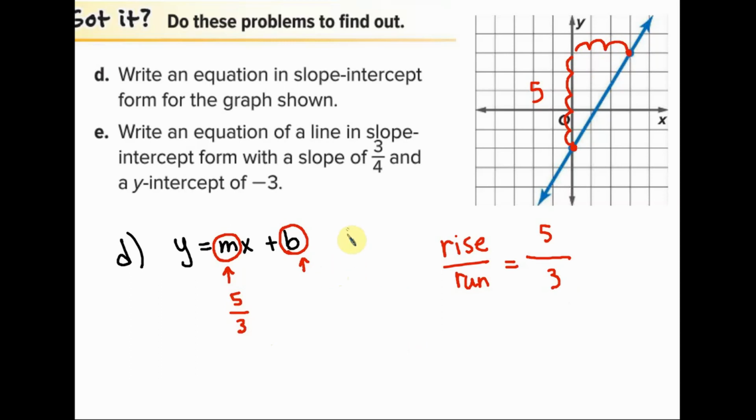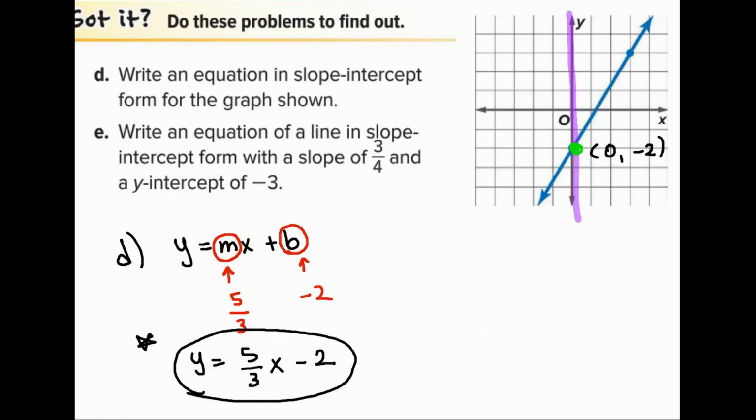For the b value, again, that's going to be your y-intercept. The y-intercept can be found when you are looking at the graph with this y-axis. When are these 2 lines intersecting? That's what you're looking for. In this case, it looks like they're intersecting at this point right here. This point is at 0, -2. My y-intercept becomes -2. So that makes my answer y equals 5/3 x minus 2.